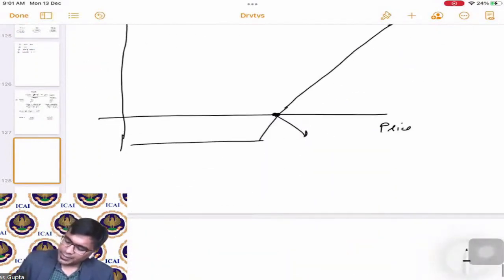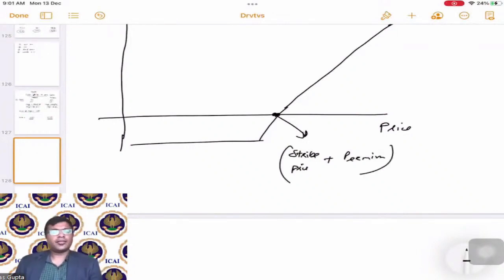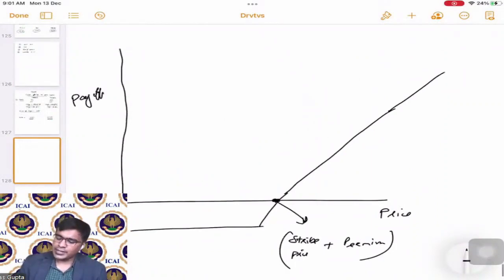Yeah, so this will be the price which is equal to the strike price plus premium, correct? This is the price here. For the call option buyer, we studied this net payoff diagram. This is the net payoff diagram. Now, students, from this only we can see how the payoffs are changing.